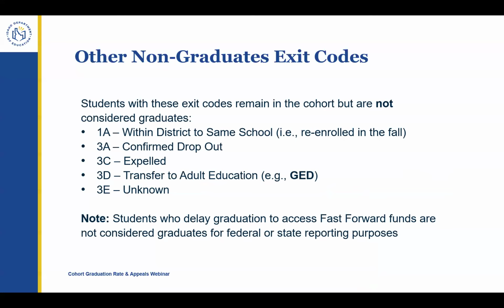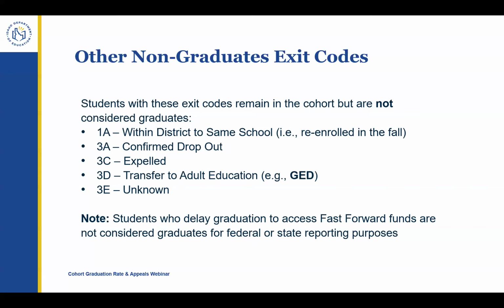There are a handful of other exit codes in which the graduation status can be unclear. But the easiest way to think about it is, did the student earn a regular high school diploma within 4 years, or 5 for the 5-year cohort? If a student re-enrolls the following year, drops out, is expelled, goes to an adult education program, or stops attending, and you don't know why, they did not earn a diploma and they must be considered a non-graduate. Similarly, students who delay graduation to access fast forward funds are not graduates because they did not earn their diploma by the end of their cohort.